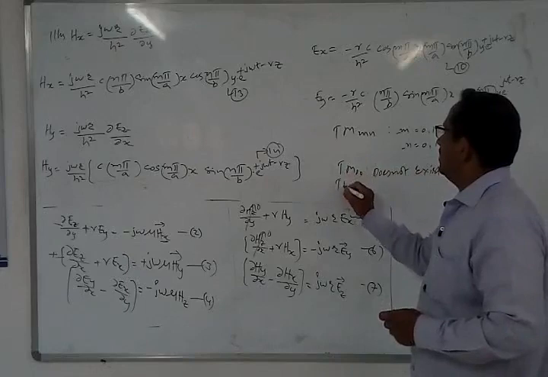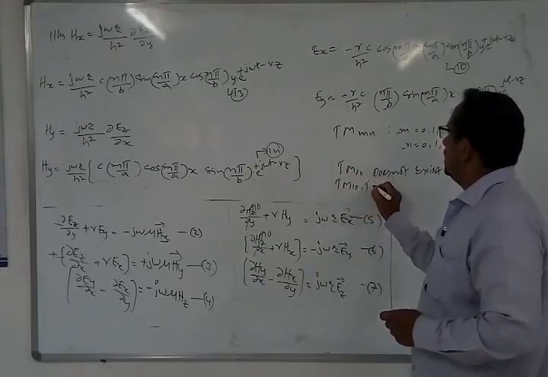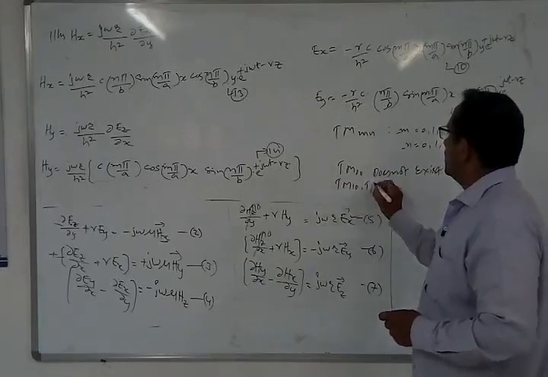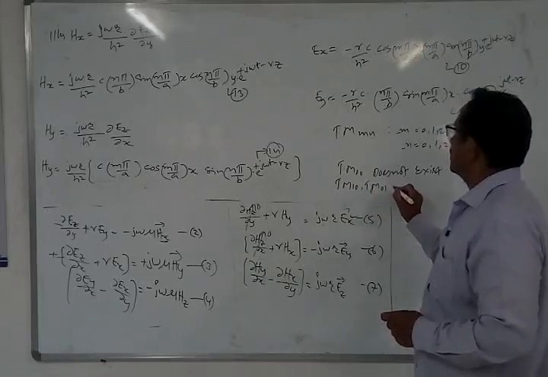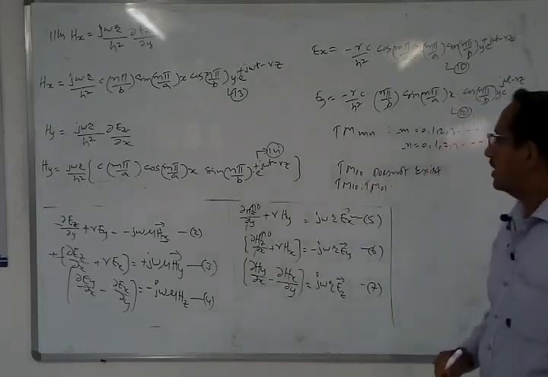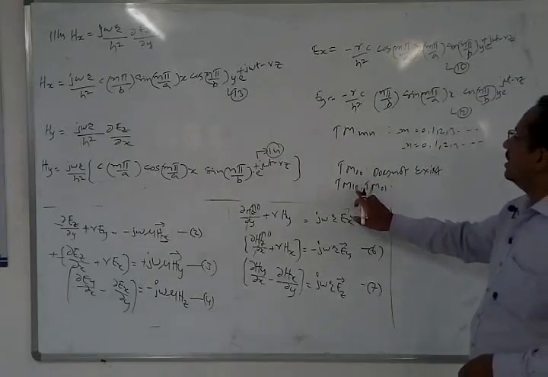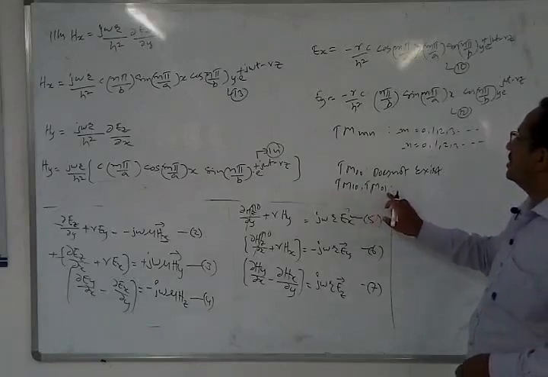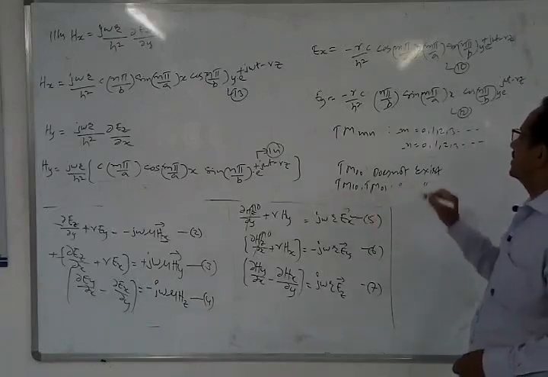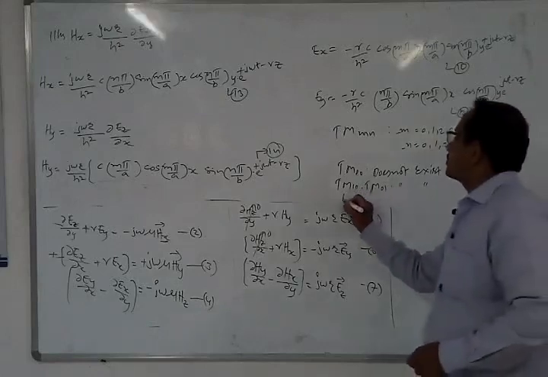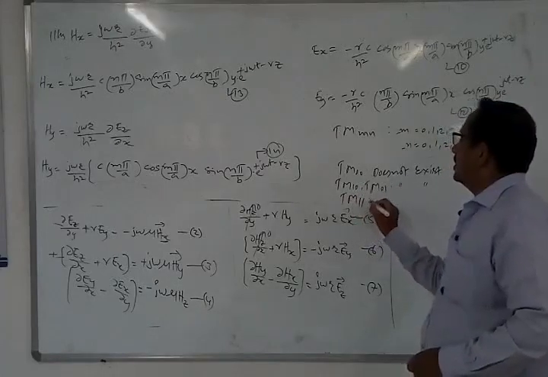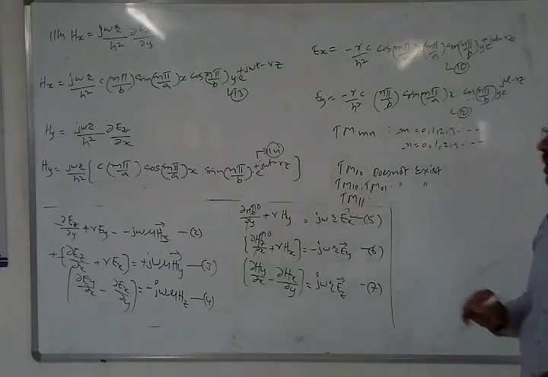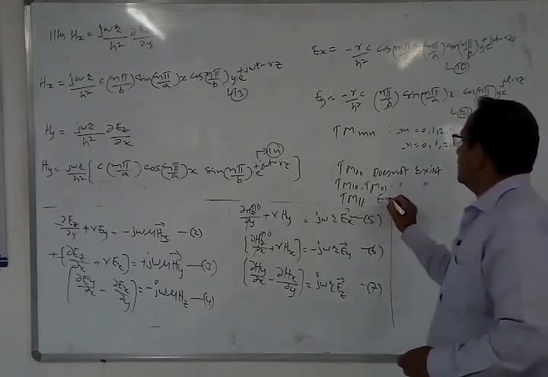The next, TM10 and TM01, also do not exist. When you substitute the parameters, m is equal to 1 and n is equal to 0, or m is equal to 0 and n is equal to 1, we get the same result. It does not exist. Now if you substitute TM11, then this TM11 mode is going to exist in the waveguide.